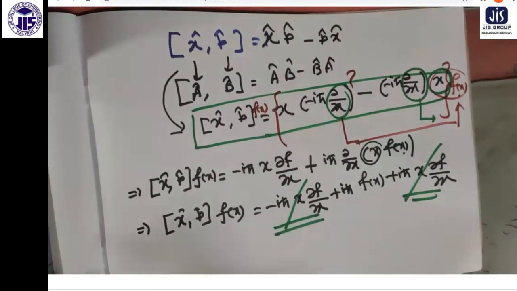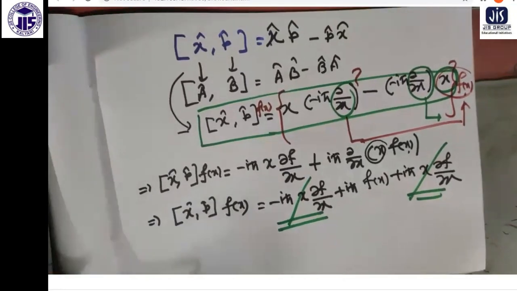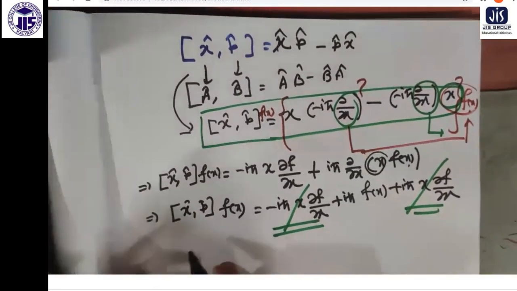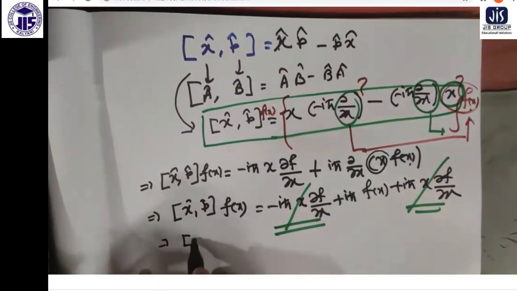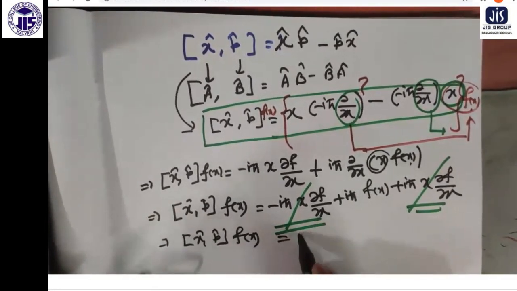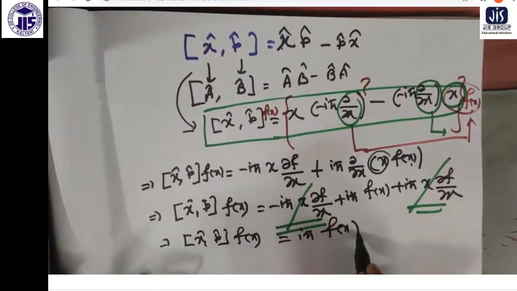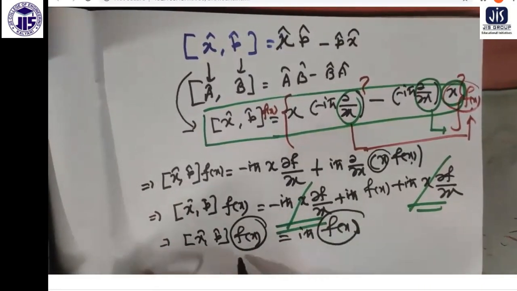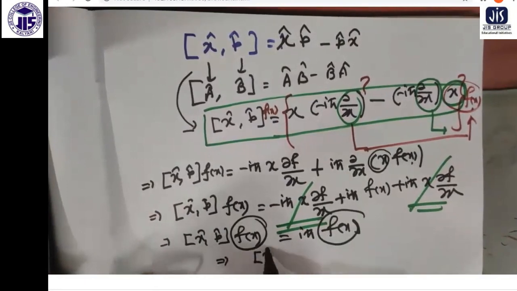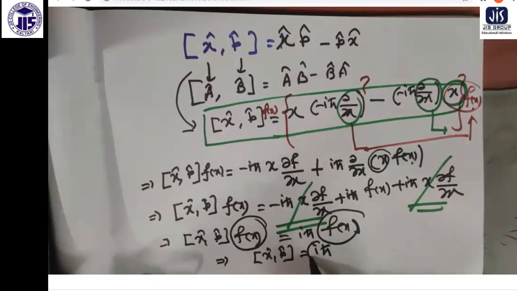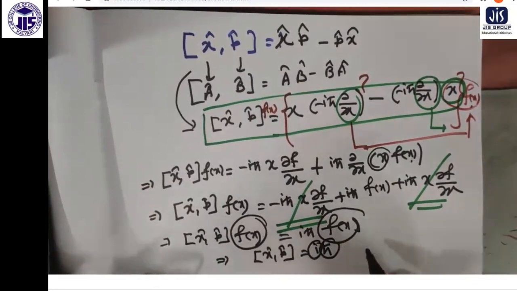So we can now write it in this way. It will become like this: x p f(x) is therefore equal to i h cut f(x). Now the way I invited f(x) in my class, I can now ask him to go. So it would be like this: the commutator of x and p is equal to i h cut. Now everybody knows i is root over minus 1 and h cut is Planck constant by 2 pi.